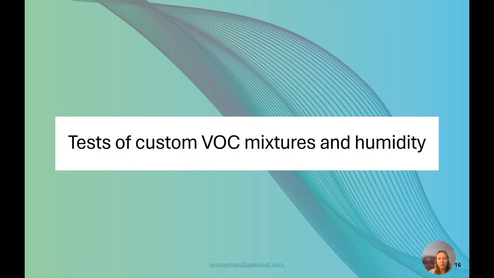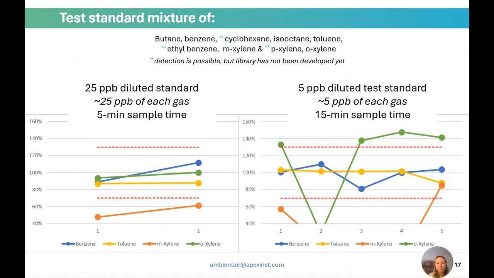Moving on, the next few slides will show tests that summarized the evaluation of VOC mixtures at various humidities. The tests evaluated here show 25 parts per billion diluted from the test standard mixture listed at the top. The chromatography library for benzene, toluene, M and O xylene was used. Please know that other compounds from this mixture are detectable by the VOC analyzer, but at this time the libraries for those compounds have not been built out yet.